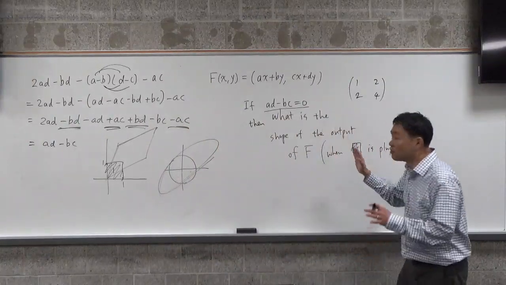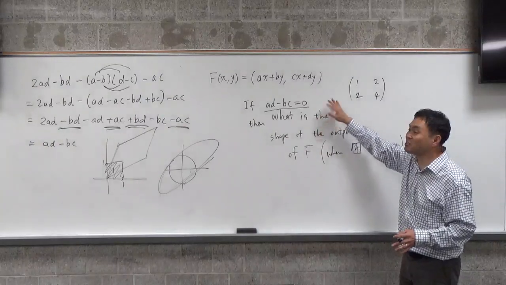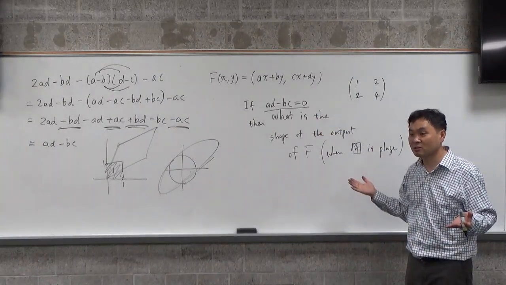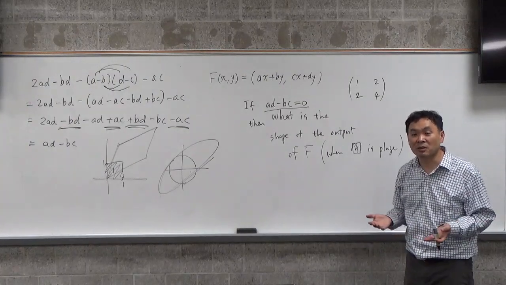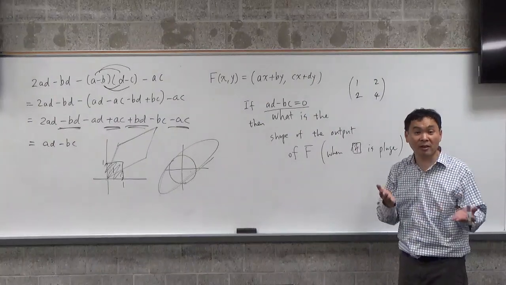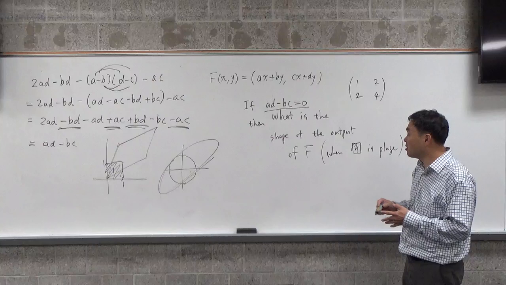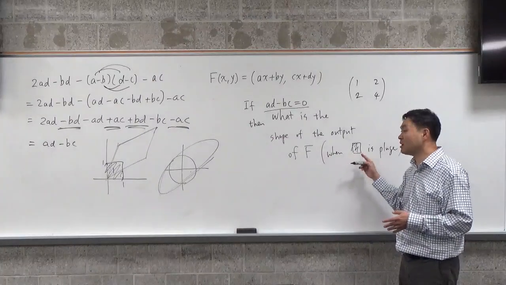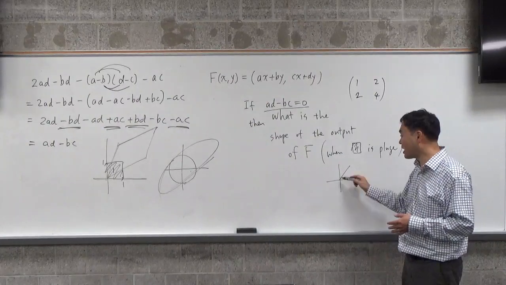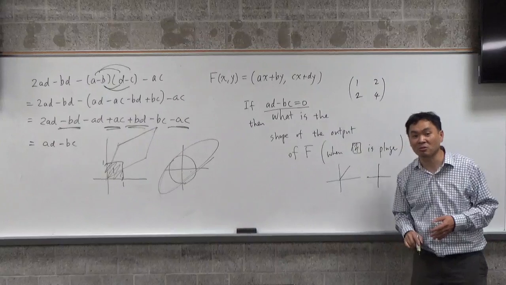So, given that, what is the shape of the, well, not shape. What's the area of the output? 0. That's what we know, right? Yeah, it's 0. Okay, what kind of shape can it be? Point or a line. It's either one of those two. Okay? So if AD minus BC is 0, then the image of this will either be a line, or a line segment actually, or just a point, in which case it will be the origin. It will be just this.